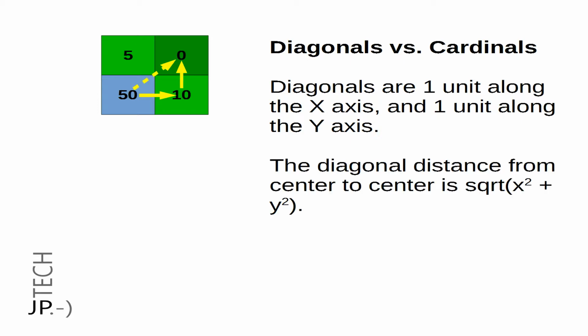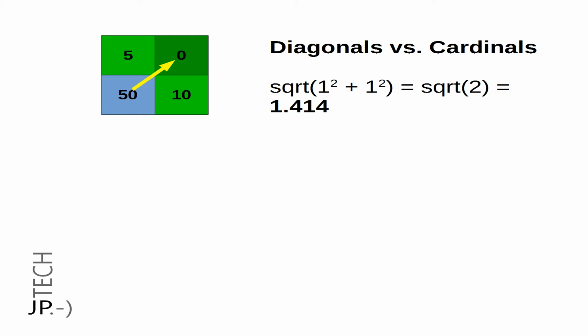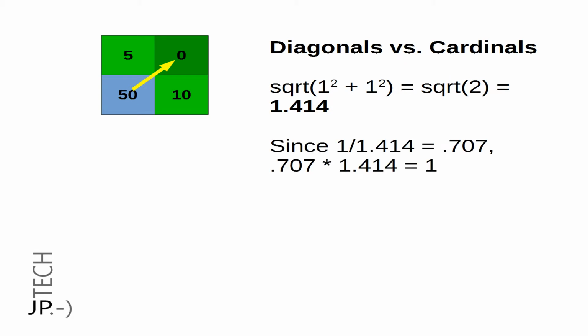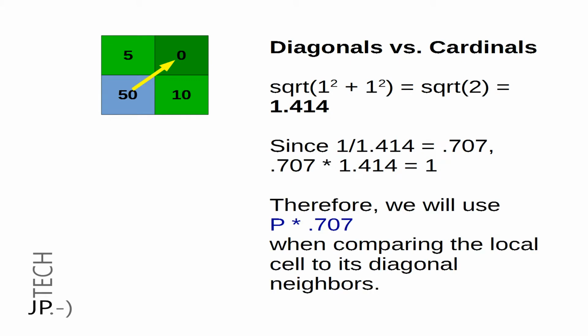So we have to use Pythagoras to help us figure out the distance, which is the square root of the x distance squared plus the y distance squared. In this case, 1 squared plus 1 squared is equal to 2, and therefore the distance of our diagonal neighbors is the square root of 2, or 1.414. If we invert 1.414, we get 0.707, and any number times its inverse is equal to 1. We'll use this later as we calculate whether a cell's pressure is greater than its neighbor, and again when we determine how much of its gas it contributes to its neighbor.